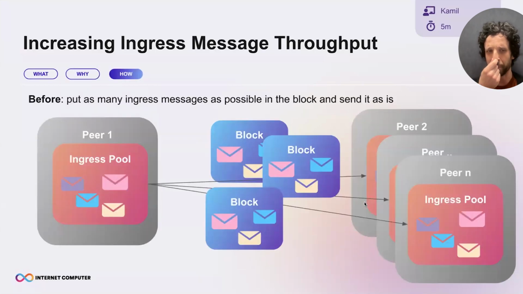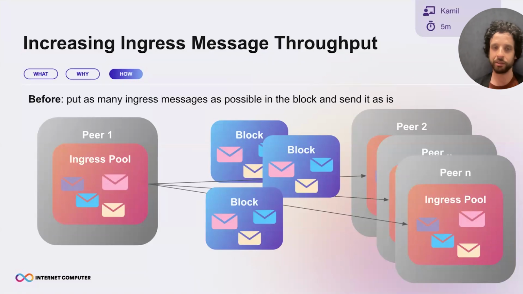So let me remind you how the ingress messages were handled by the IC in the past. When a user sent an ingress message to the IC, first we had to send it to the boundary node, then the boundary node chose a peer on the subnet in some way, sent the message there, and then one of the peers who received the message broadcasted the message to everyone on the subnet.